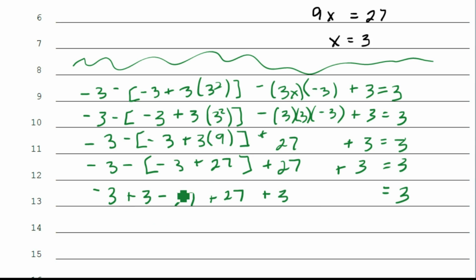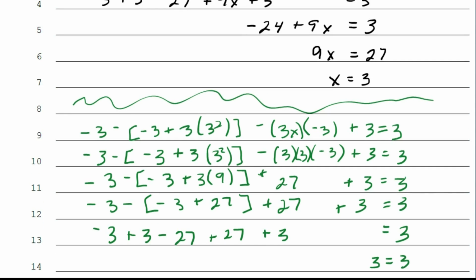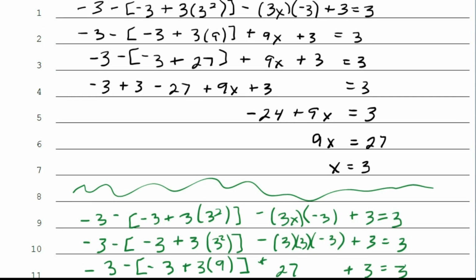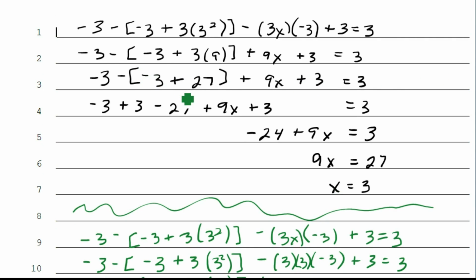Minus 3 plus 3 is 0. Minus 27 plus 27 is 0. And you got a 3 left over. And 3 does equal 3, so that completes that. That's a solution to that equation. It's just an exercise in minus signs and nesting.